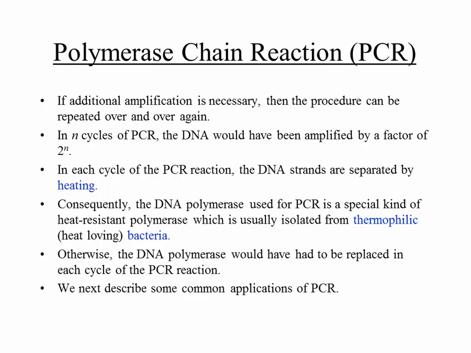So instead of doing that, the DNA polymerase that is used for PCR is a special kind of heat-resistant polymerase, which is usually isolated from heat-loving bacteria, like thermophilic bacteria that live in hot springs and in the vents of volcanoes. So they have DNA polymerase that is resistant to heat.